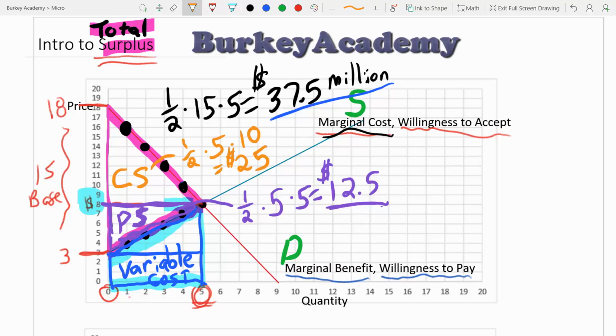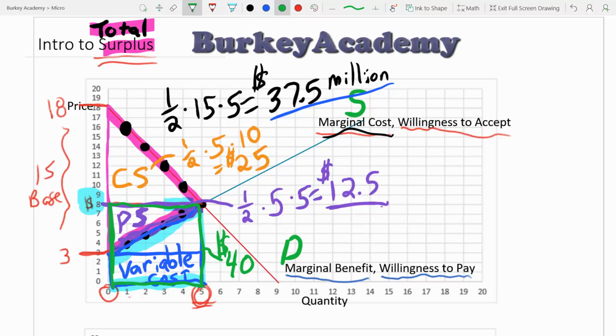Last thing, let me just mention very briefly here is that we can also think about this rectangle on the bottom, the $8 times the 5 quantity, as being the total revenue that the business receives. And in this case, that would be 5 times 8, or $40 in total revenue.